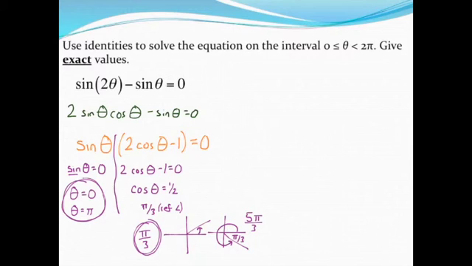And if you need help with that last part, I'd go back and watch one of those previous videos. It's the same thing we had done when we started this week out. And so we get 4 total solutions on the interval from 0 to 2 pi that would solve this equation.